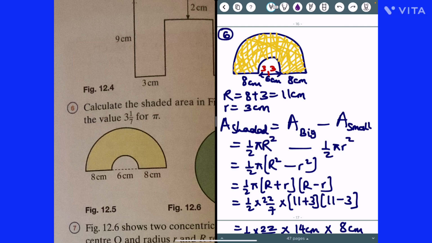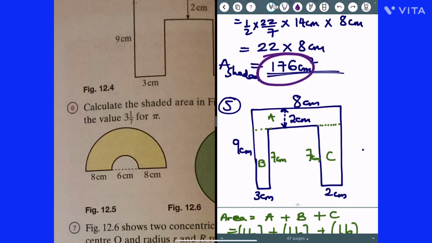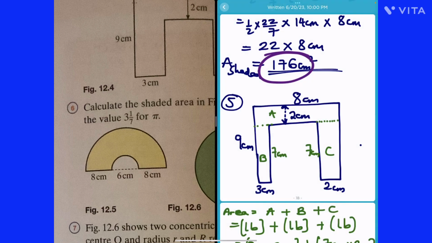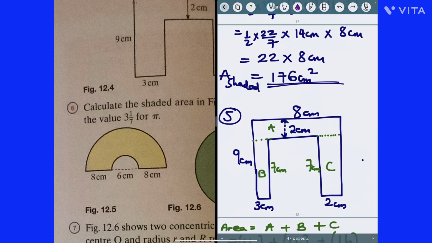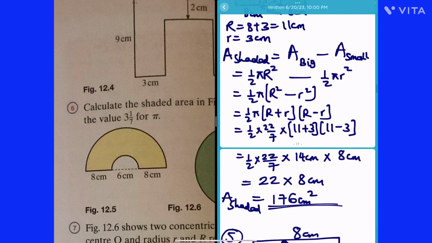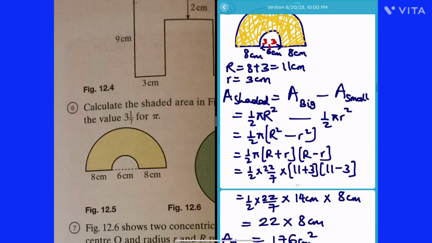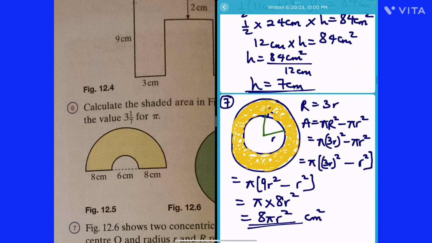So I can factorize half pi. I'll get R squared minus r squared. After subtracting, that's 11 squared minus 3 squared. I can also use difference of 2 squares like this and simplify. I'll get my answer as 176 centimeters squared. That's the answer to question 6. Let's go to question 7.